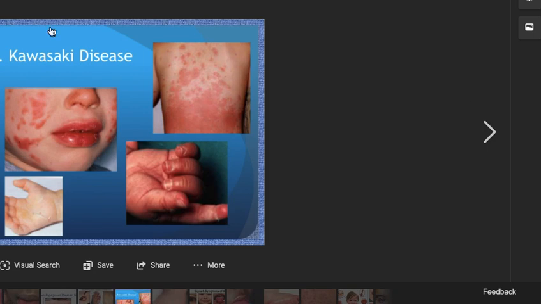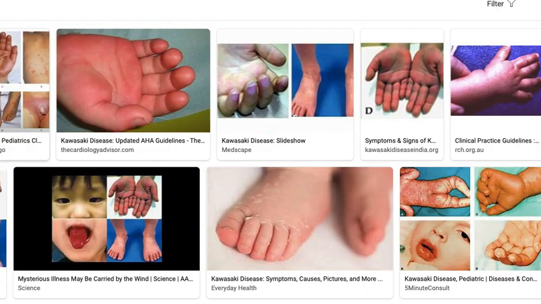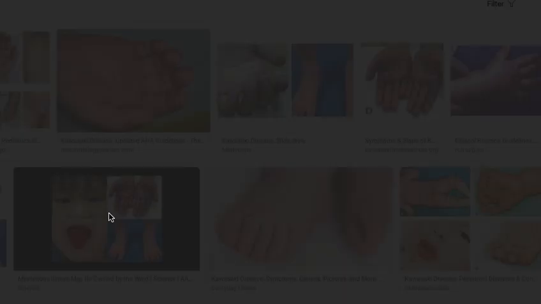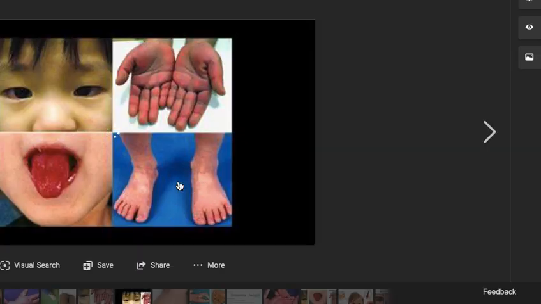Now E is for edema, right? Now I will tell you how the edema looks like. See, basically they have edema of the hand. See the swollen hand. They have edema of the feet. Okay, they have edema of the hands. They have edema of the feet. Okay, so this is how they present.